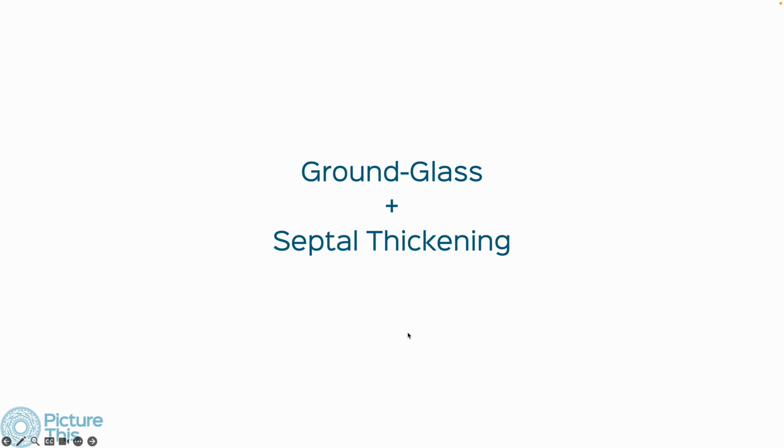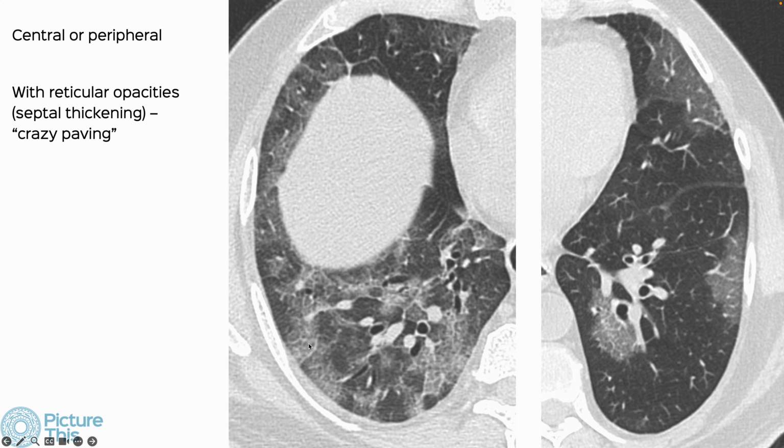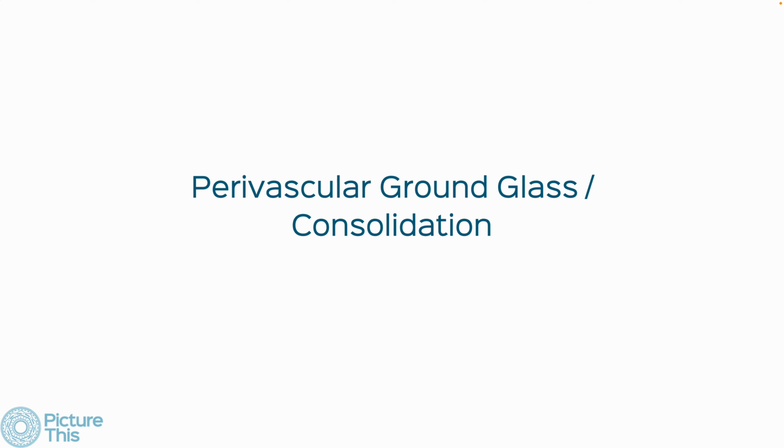Then we have ground glass plus septal thickening, and this is the crazy paving pattern where we have ground glass and septal thickening, normal intervening lung, and this typically occurs with alveolar proteinosis. And we saw these patterns also with COVID, but at that time they were more focal or multifocal rather than being diffuse and reasonably symmetric as we get with alveolar proteinosis.